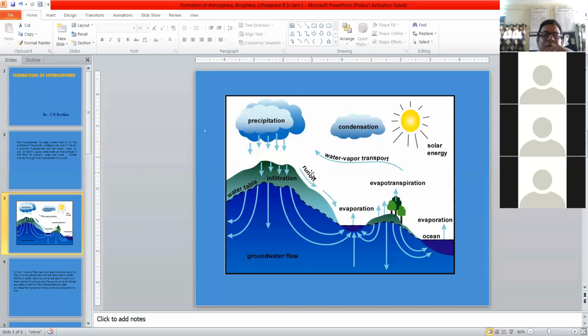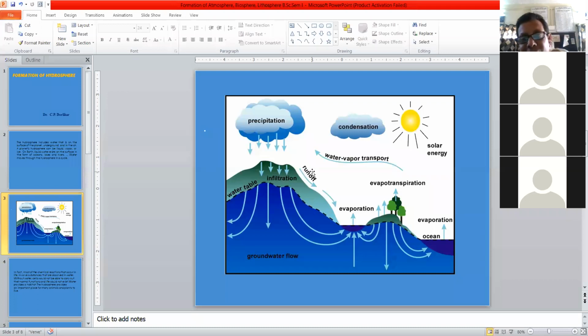Rain is the main source of water, which occurs on the surface and below the surface of Earth, and in the atmosphere. But the main source of water comes from the rain, and this rainfall water is called meteoric water. Meteoric water is nothing but the water which is coming from the rain.